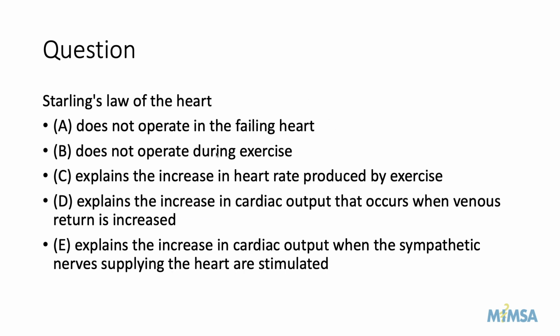And then the second question, Starling's law of the heart. A, does not operate in a failing heart. B, does not operate during exercise. C, explains the increase in heart rate produced by exercise. D, explains the increase in cardiac output that occurs when venous return is increased. And E, explains the increase in cardiac output when sympathetic nerves supplying the heart are stimulated. So I'll give you a moment to answer that one as well.